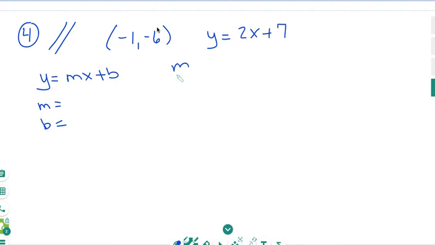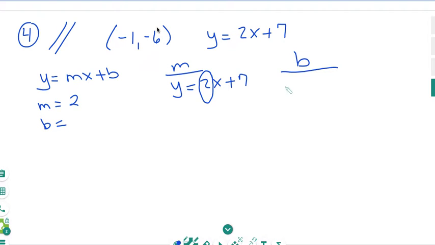In order to find the slope that's parallel, I'm going to need to use the equation that's been given to me. Parallel slopes are equal, so I'm going to look at my slope right here, which is 2, and I'm going to copy it over here for the slope of the equation that I'm finding. Then I need to find my b.